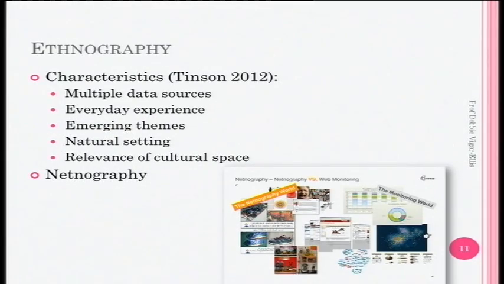Some special forms of observation. As I said, ethnography involves a lot of different kinds of observation, often with interviews and often with the participation of the researchers themselves. And then there's content analysis, and actually I think I've got 2 other slides here. The characteristics of ethnography, and these come from Julie Tinston directly. She says that with ethnography, you've got multiple sources.